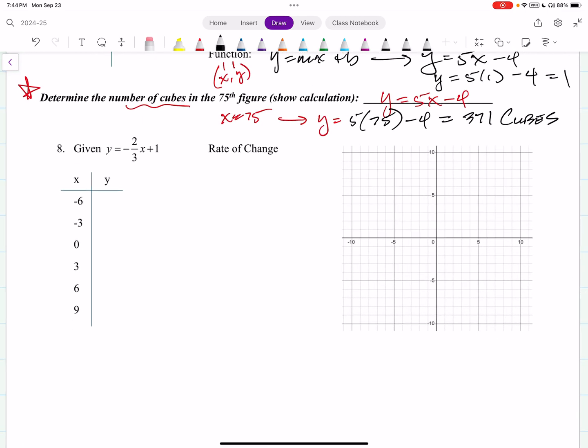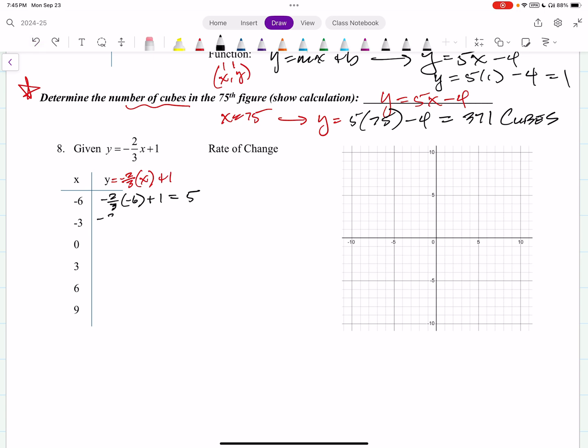Okay, so in this one, given the linear function y equals 2/3 x plus 1, what's the rate of change? Graph the function. So here we go, let's substitute the values in. My function is y equals 2/3 times whatever x is, plus 1. So negative 2/3 times negative 6 plus 1. Well, negative 2 times negative 6 is 12, divided by 3 is 4, plus 1 is 5.